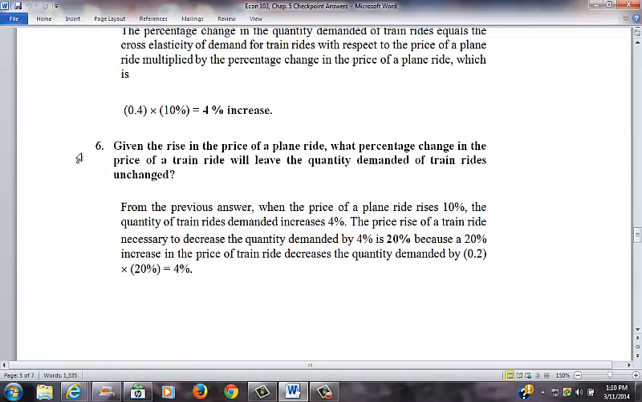Question 6 asks, given the rise in the price of a plane ride, what percentage change in the price of a train ride will leave the quantity demanded of train rides unchanged? Well, from the previous answer, when the price of a plane ride rises 10%, the quantity of train rides demanded increases 4%. The price rise of a train ride necessary to decrease the quantity demanded by 4% is 20%, because a 20% increase in the price of a train ride decreases the quantity demanded by 0.2 times 20%, which is 4%.